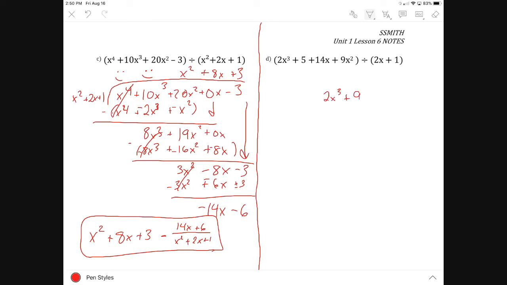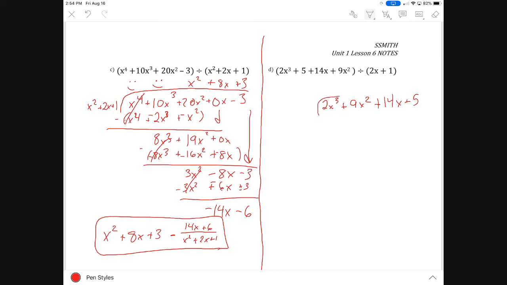So now we're looking at D. So we've got 2x to the third plus 9x squared plus 14x plus 5. So you notice that's not the same thing that you see above. We're having to put these in descending order. So we've got our x to the third, our x to the second, then we'll have our x term, then we'll have our number. So 2x to the third plus 9x squared plus our 14x, then plus our 5. So then we're going to divide by our 2x plus 1.